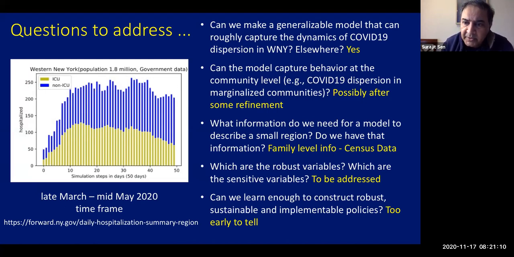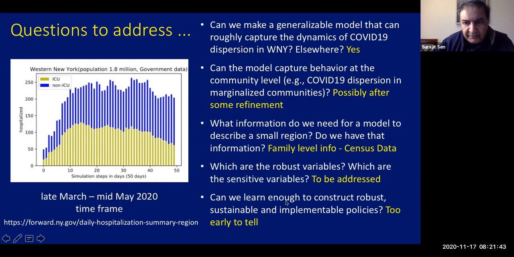What information do we need for a model to describe a small region? Do we have that information? Family level information is available in census data. Census data, of course, is quite complex. That's why Aman is helping me, and Robert is working with us and guiding us. So it's not easy, but it can be gotten from what we are seeing. I'll tell you about the robust variables and what are the sensitive variables in a moment as we proceed.